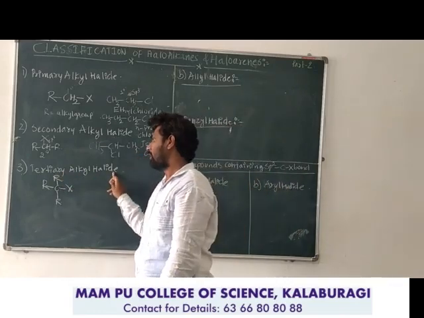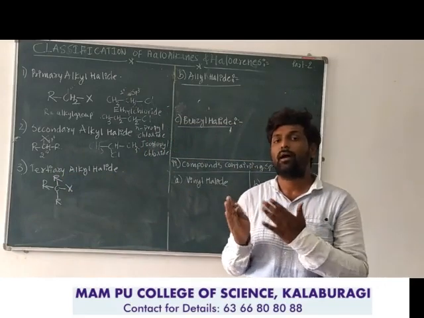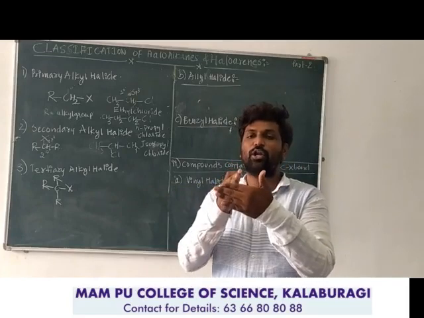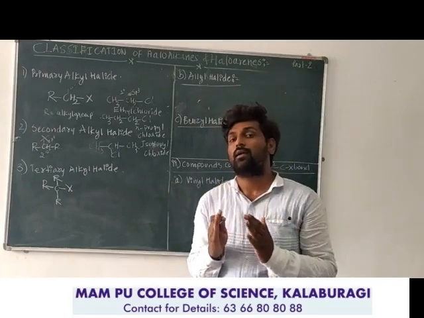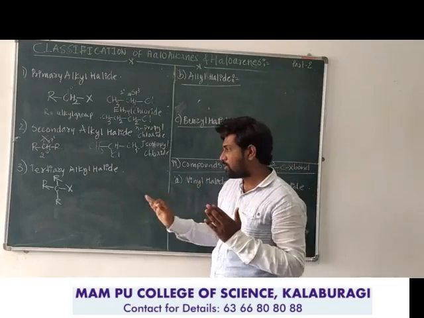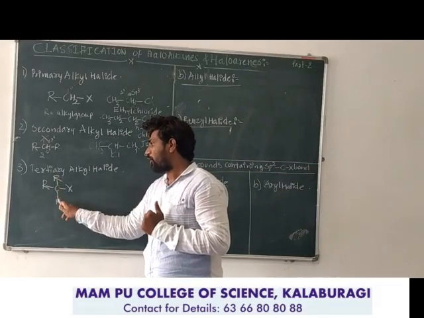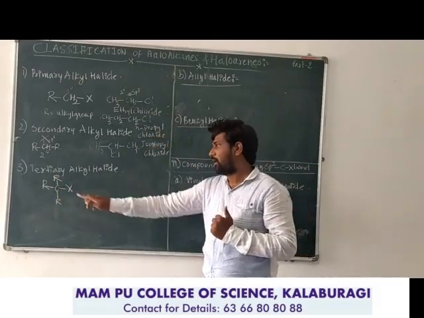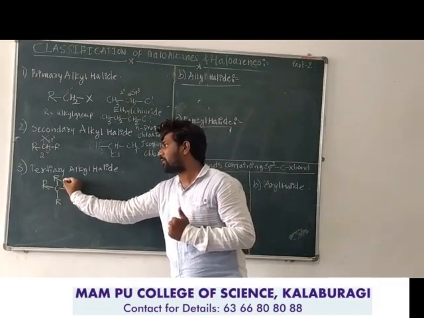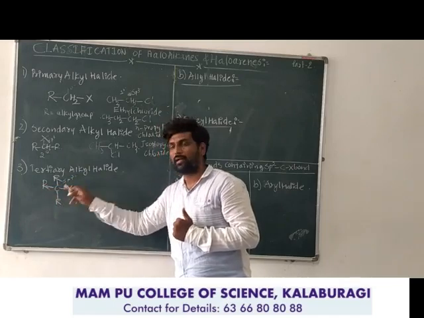Similarly, tertiary alkyl halide. Tertiary alkyl halides are the type of alkyl halides where the halogen atom is bonded to the tertiary carbon atom. The carbon which is bonded to three other carbon atoms is called a tertiary carbon. The halogen bonded to such a tertiary carbon atom gives a tertiary alkyl halide. For example, this is the general formula of tertiary alkyl halide: R, C, R, R and X. The halogen is the same, sp3 hybridized, bonded to three other carbon atoms.